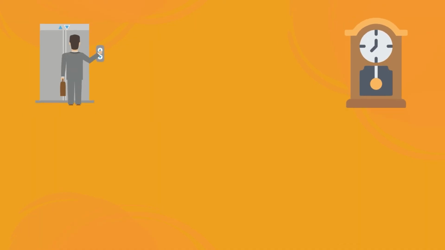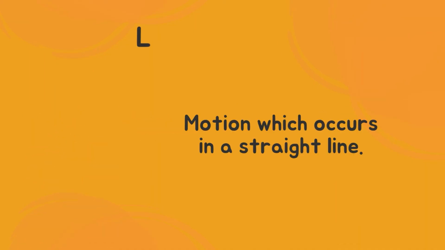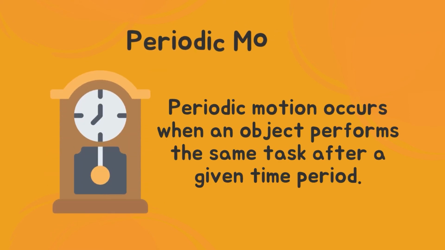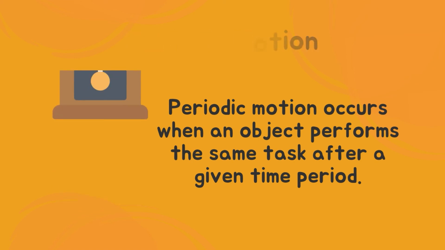There are different types of motion. Linear motion. Motion which occurs in a straight line is called linear motion. An example of a linear motion is an elevator moving up and down between floors. Periodic motion. Periodic motion occurs when an object performs the same task after a given time period. An example of this could be a pendulum that moves back and forth on a grandfather clock every few seconds.